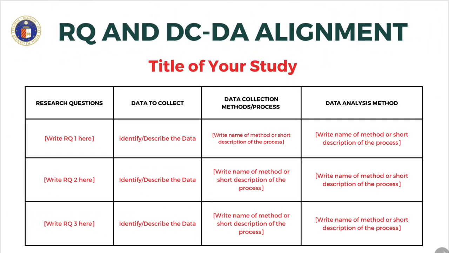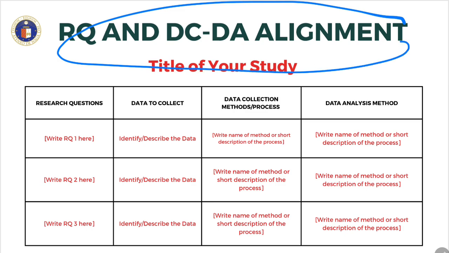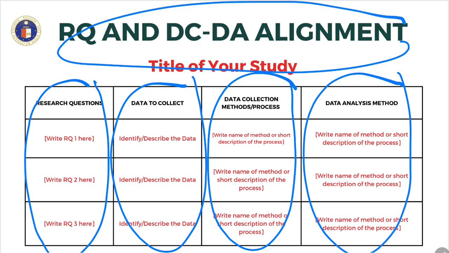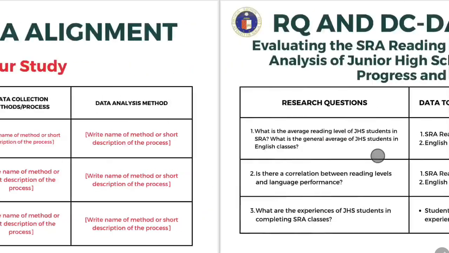Now, let's go to this portion where you show alignment, or at least you present a matrix that will help your panelists comment on the alignment of your study. So we include here the research questions, identification of data to be collected, the data collection procedures, and then the data analysis method. Okay, so here's an example.